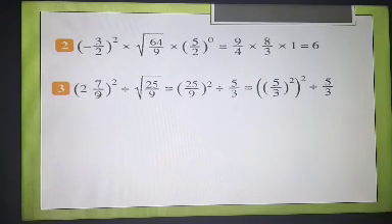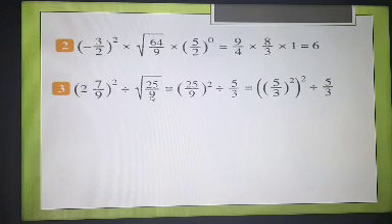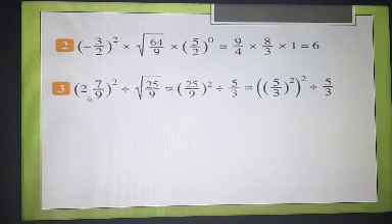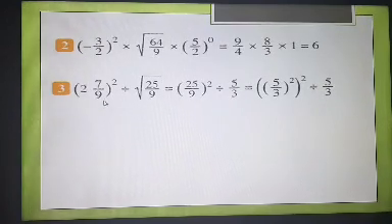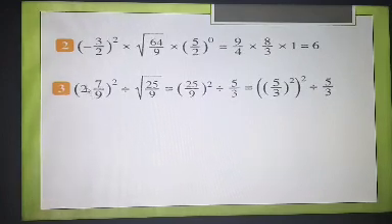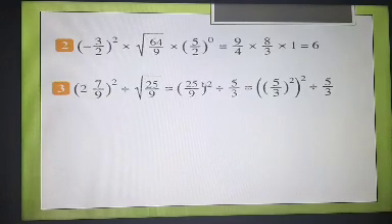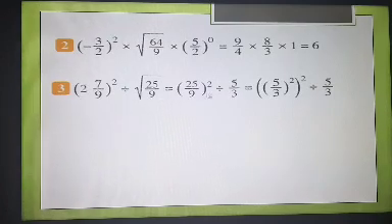2 and 7/9 to the power of 2 divided by root 25/9. How we can get the value of this expression? First, we have to change the mixed number into a fraction. We multiply 2 by 9 and the result will be 18. Then the 18 we add it to 7. It will be 25/9, all to the power of 2. Root 25/9. Root 25 will be 5. Root 9 will be 3.